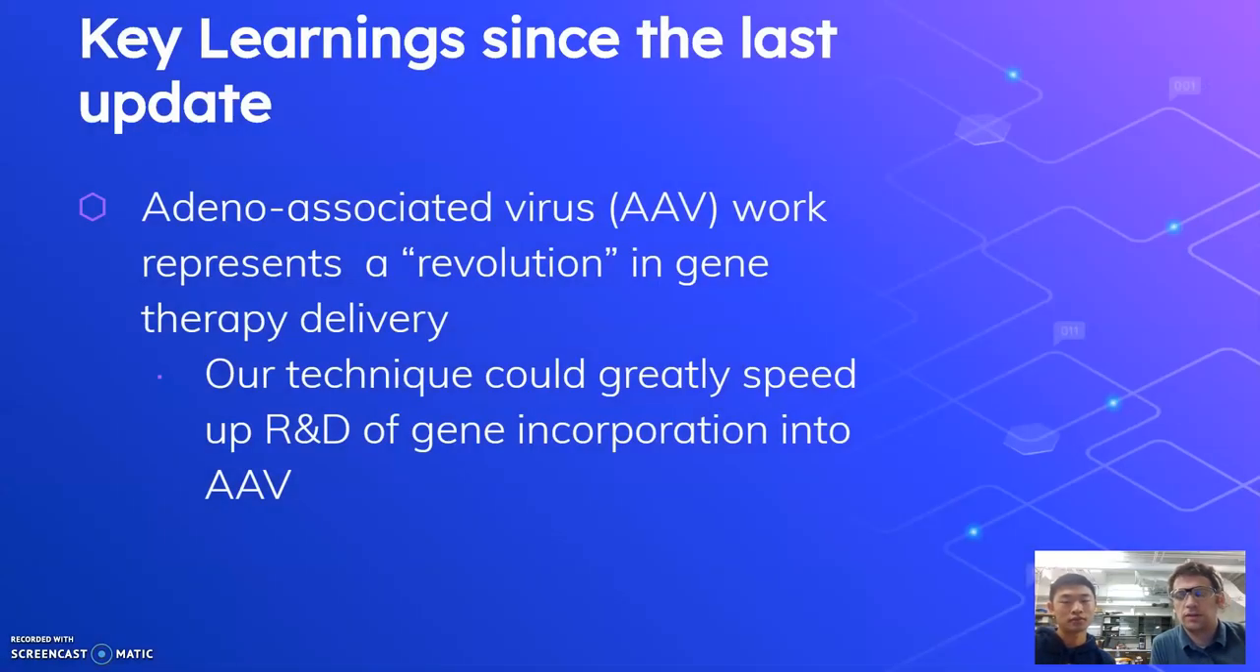Some key learnings that we've gotten since our last update, especially from Dr. Savage, is that adeno-associated virus work, in his words, represents a revolution in gene therapy delivery, and our technique could greatly speed up the step between people coming up with ideas with gene therapy and actually incorporating it into a vector like an adeno-associated virus and getting it into clinical trials and ultimately as a useful medicine. Our technique could greatly speed up that R&D, and so we think there's real opportunity there.